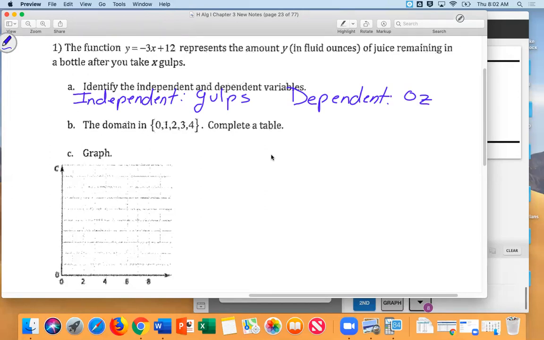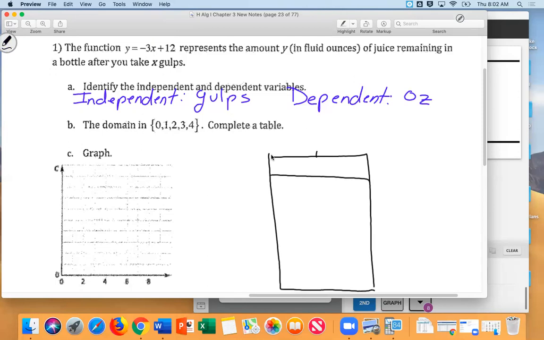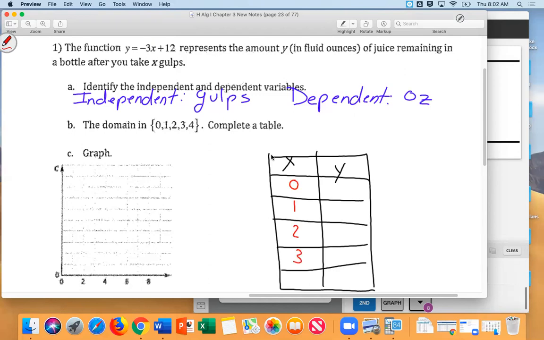Now, how do I create a graph for this? Well, I kind of need to create a table first. So everybody create a table. You're going to have two columns. The first column is going to be your X. The second column is going to be Y. And notice, Hopi, it tells me what my domain is. Do you see that? So those numbers go right here. 0, 1, 2, 3, and 4.